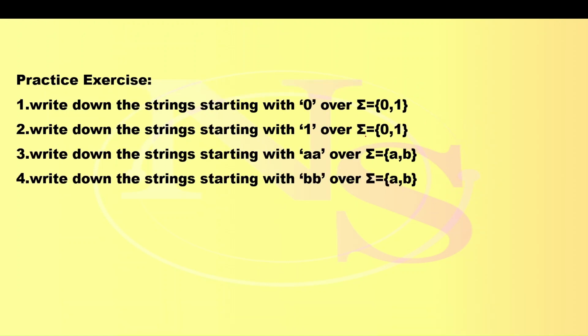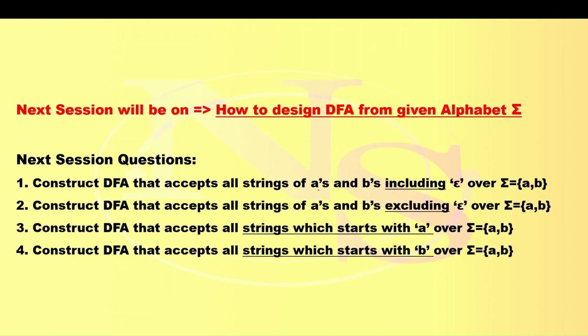You can practice a few more examples similar to what we have seen now. For example, starting with 0, starting with 1, AA, BB. And try to write down your answer in the comment section. In the next session, we will start designing deterministic finite automata with respect to a given condition and sigma.